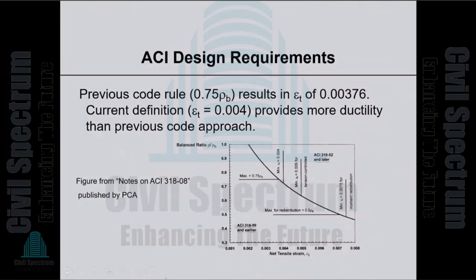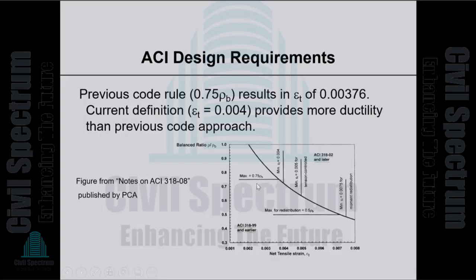So the minimum epsilon sub t now is 0.004. Minimum epsilon sub t for tension control sections is 0.005. Minimum epsilon sub t that you need if you are going to redistribute bending moments is 0.0075, as I also mentioned yesterday. Okay, 0.004 is the strain below which you cannot go in a beam section. 0.005 gives you a tension control section. 0.0075 allows you to redistribute bending moments.